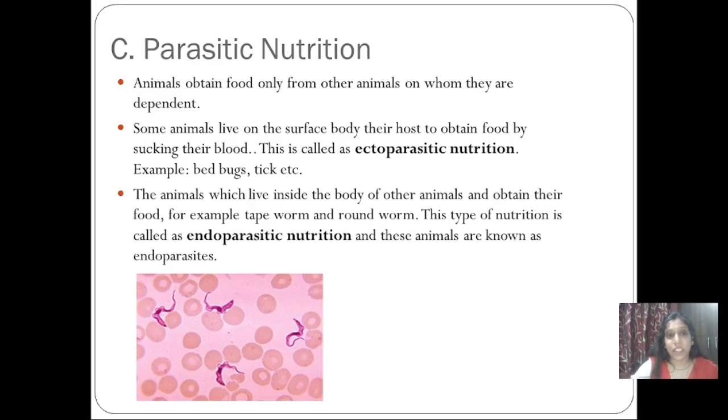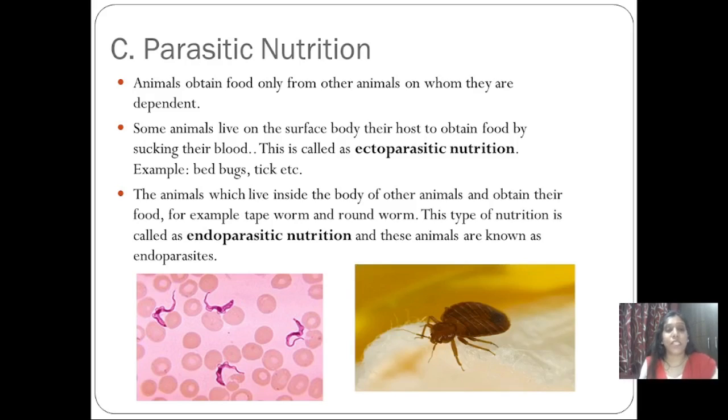The second is animals which live inside the body of other animals and obtain their food, for example, tapeworm and roundworm. This type of nutrition is called endoparasitic nutrition, and these animals are also known as endoparasites.